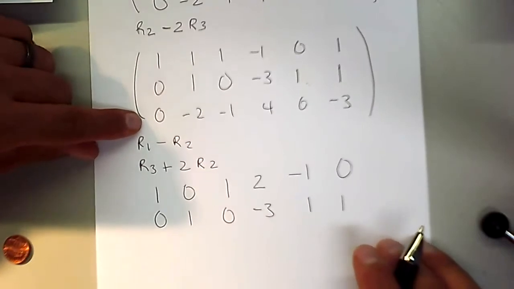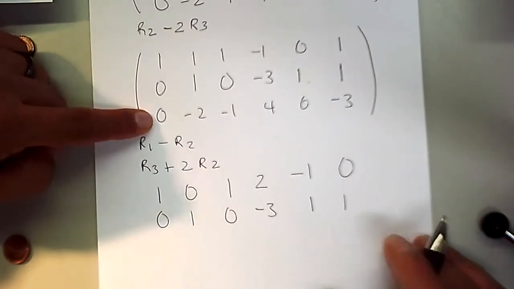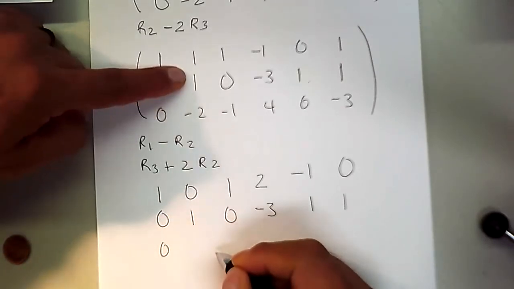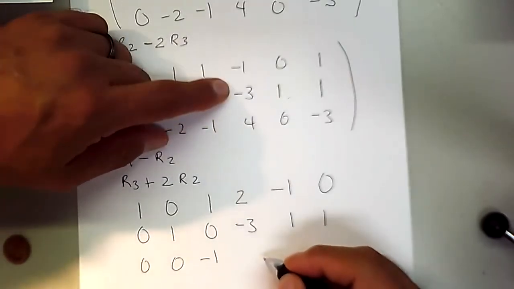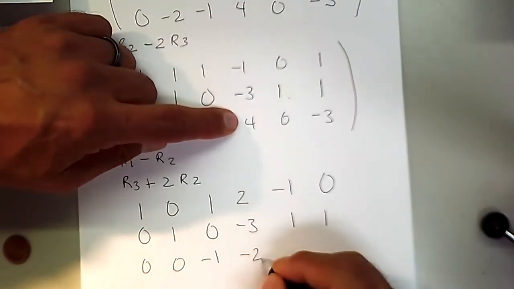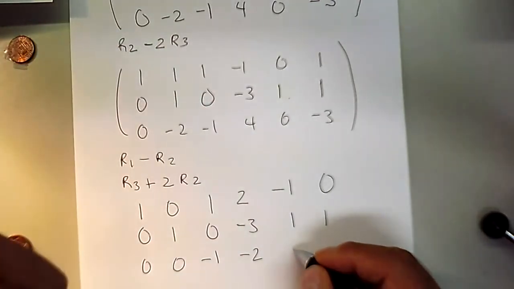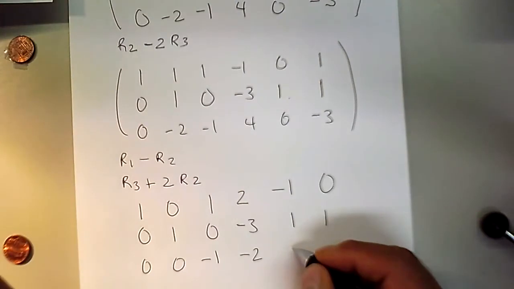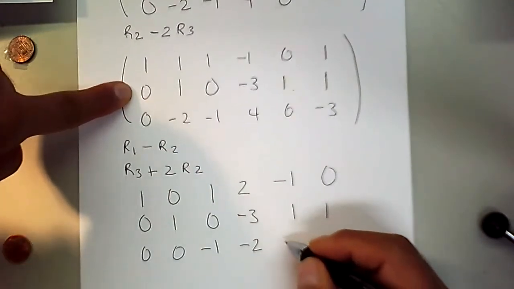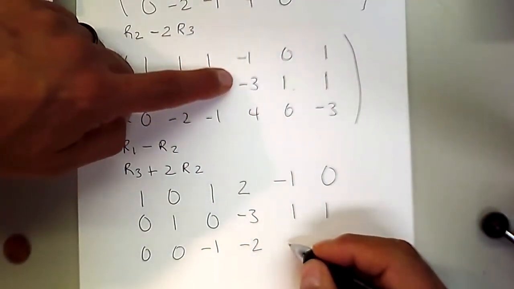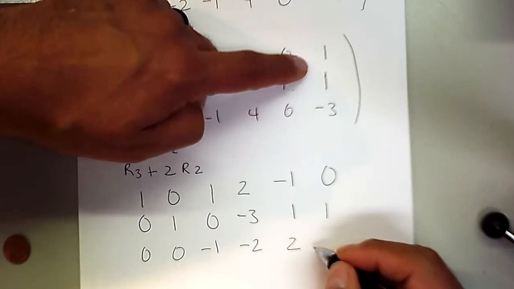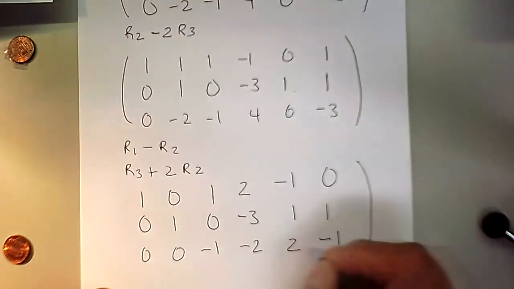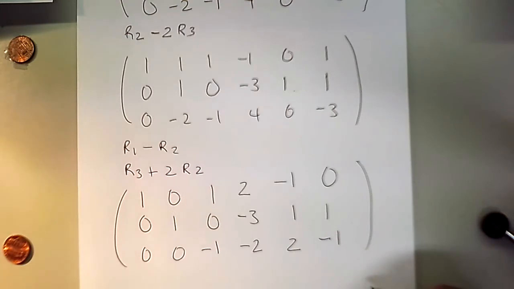Last row, we're going to add 2 of those onto that. So 2 zeros plus 0, 0. 2 ones plus that, 0. 2 zeros plus that, negative 1. Negative 6 plus 4, negative 2. Yeah, we're adding, boy. I just want to make sure we're adding negative 6. So 2 plus 0, 2. 2 plus that is negative 1. Whoa.